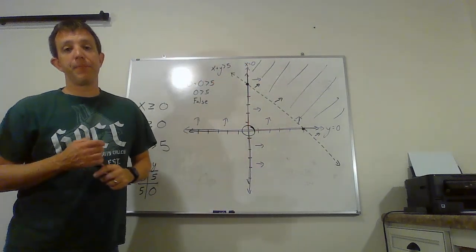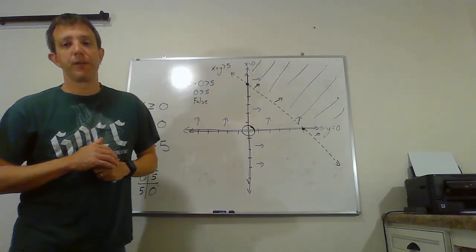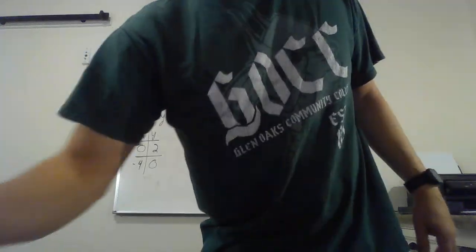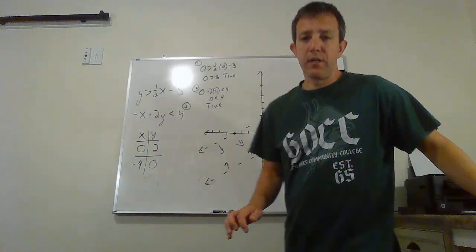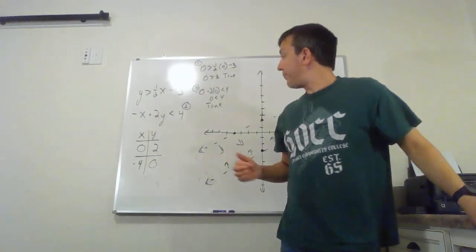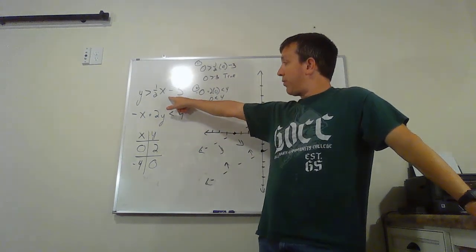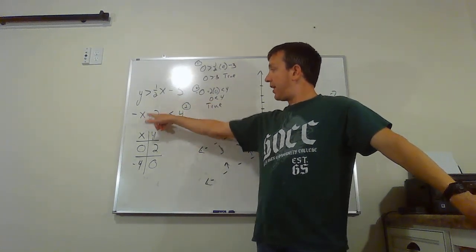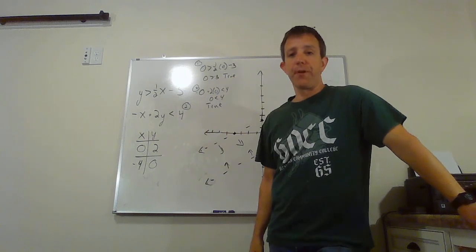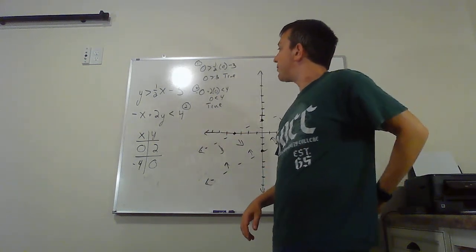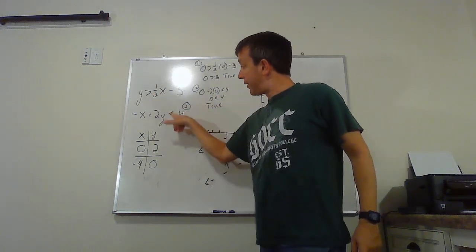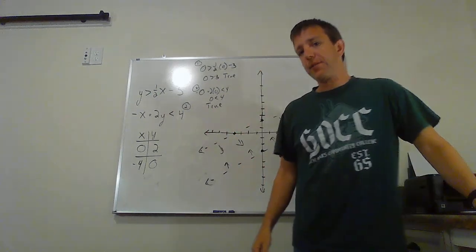So there's one example. I think I'm going to do one more. So here we go. Oh, there we go. Sorry. All right, so for my last example, I have y is greater than 1/2 x minus 3 and negative x plus 2y is less than 4. All right, so here, first thing I notice again, these should both be dotted lines.